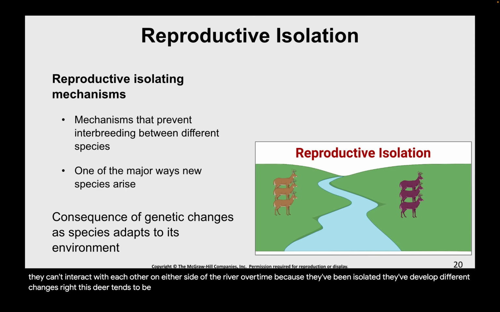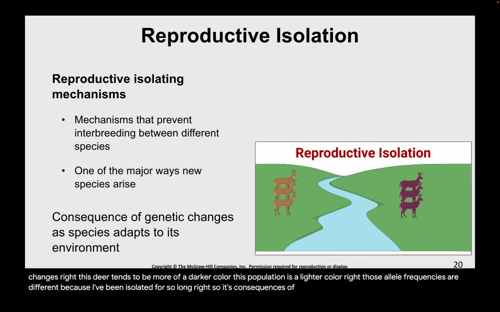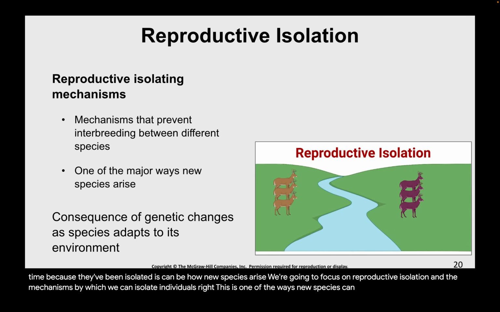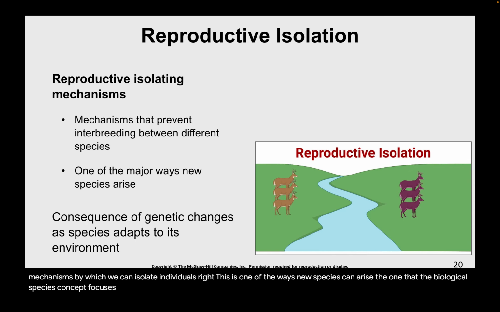This deer tends to be more of a darker color. This population is a lighter color, right? Those allele frequencies are different because they've been isolated for so long, right? So it's consequences of these genetic changes that are happening over time because they've been isolated, and this can be how new species arise, right? So we're going to focus on reproductive isolation and the mechanisms by which we can isolate individuals, right? This is one of the ways new species can arise, the one that the biological species concept focuses on.